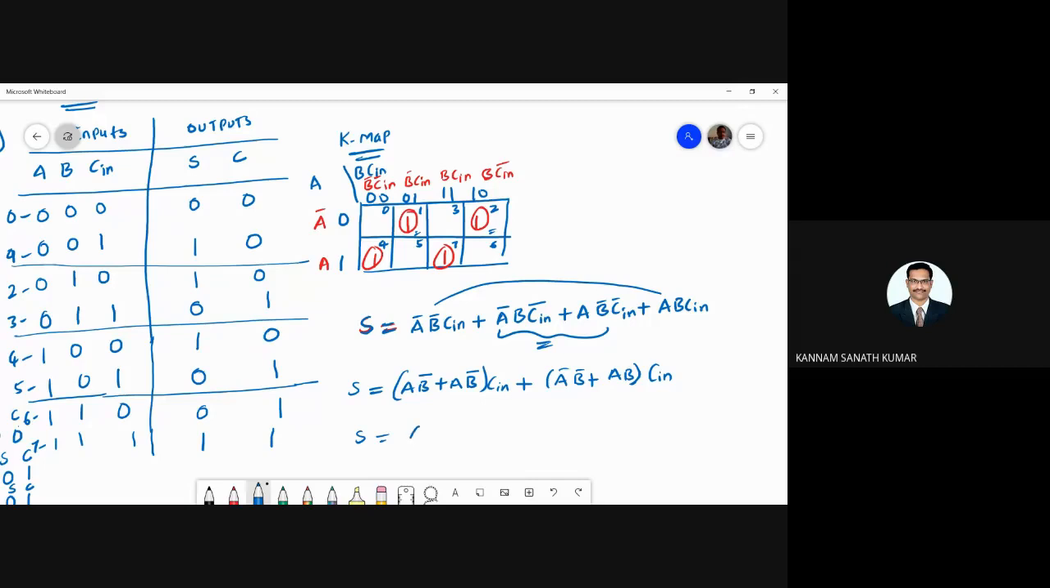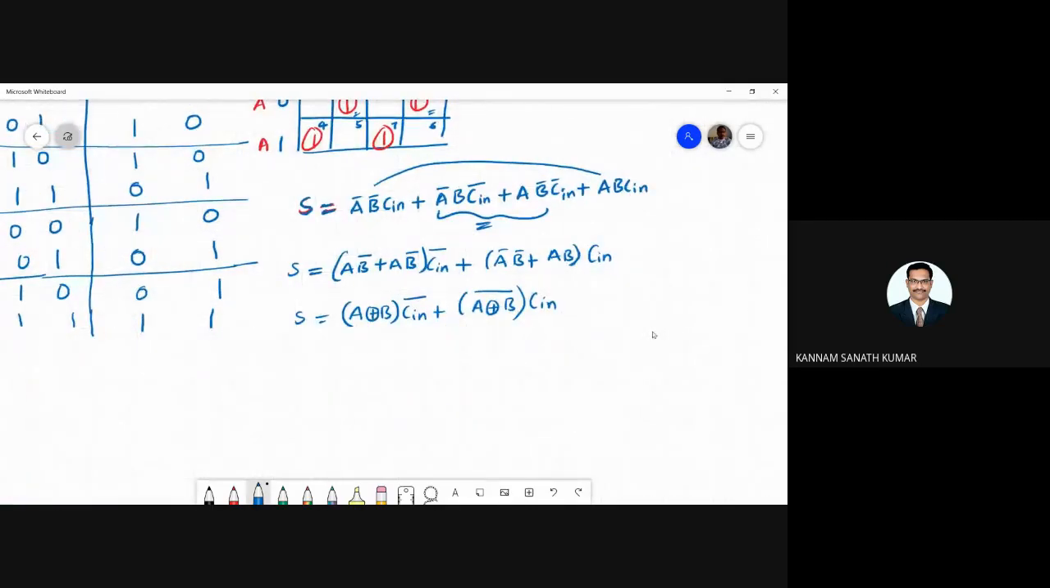A bar B plus AB bar is nothing but A XOR B into C in, plus this one is nothing but A XOR B complement, that is nothing but complement of A XOR B into C in. Okay. So again, if you consider this one as X and this as Y.